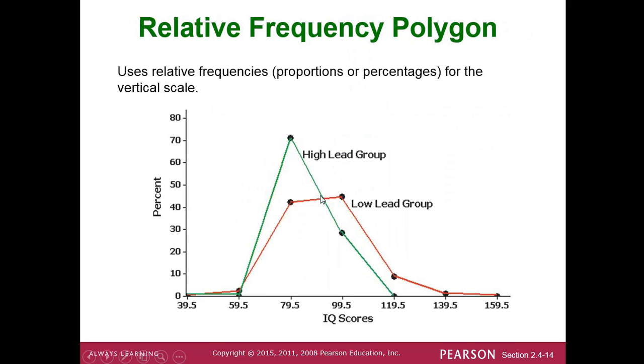Here again, you are able to compare two sets side by side. So in this way, if you remove the bars, it's a little less distracting, and we're just looking at the red line representing low lead and the green line representing the high lead, students with high amounts of lead in their blood.